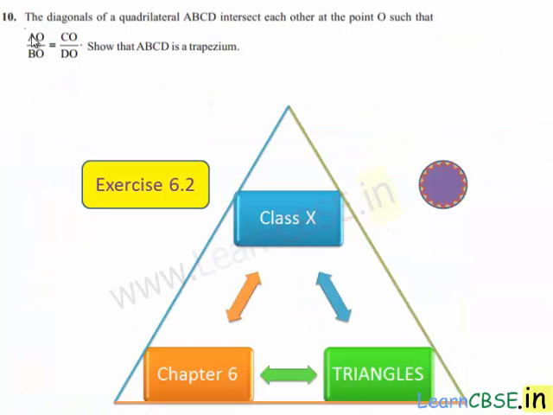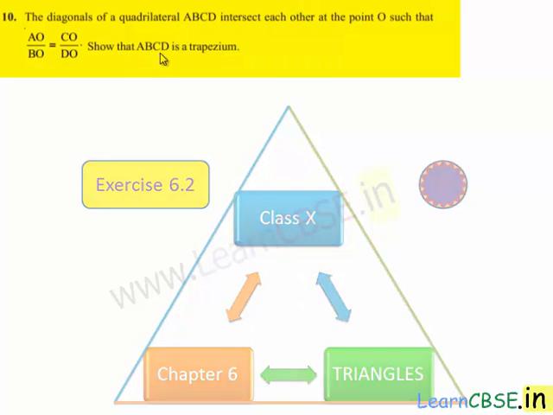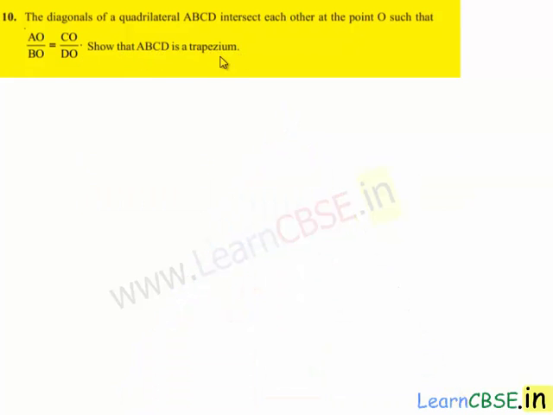Moving on to the 10th problem. The diagonals of a quadrilateral ABCD intersect each other at O such that AO by BO is equal to CO by DO. Show that ABCD is a trapezium. Now moving on to the solution.